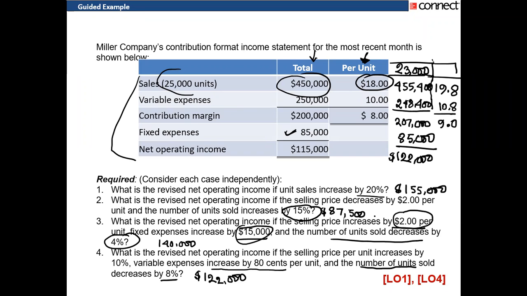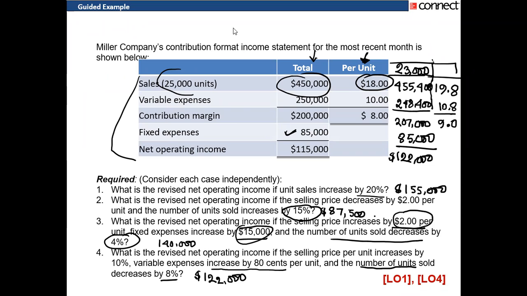So what do you think? Do we have an adequate margin of safety in all of these 4 cases, or are we in a riskier condition in any of these 4 cases? You see that net operating income is much different from 0. Here it is up by 155,000. Here it is 87,500. They're much different from the break-even net operating income of 0. So you expect that we have an adequate margin of safety.